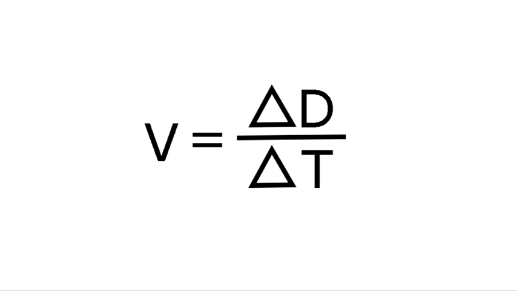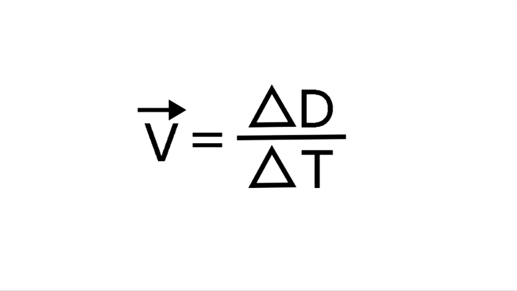Speed is how fast an object is moving. Speed in a formula can be represented by the total change of distance over the total change of time. Velocity is the displacement of an object in a unit of time, and this can be represented in a formula like speed, but with an arrow over top of the output, which is velocity.